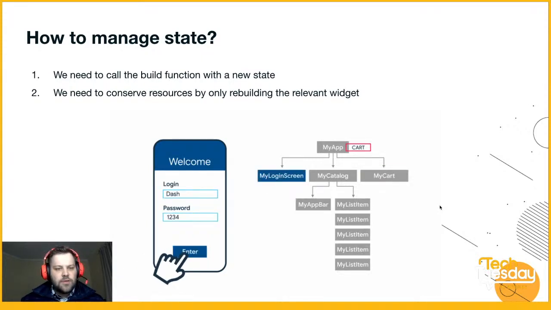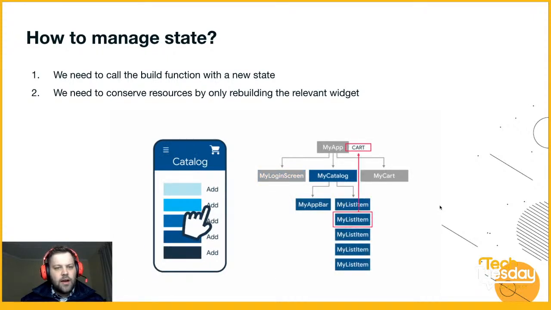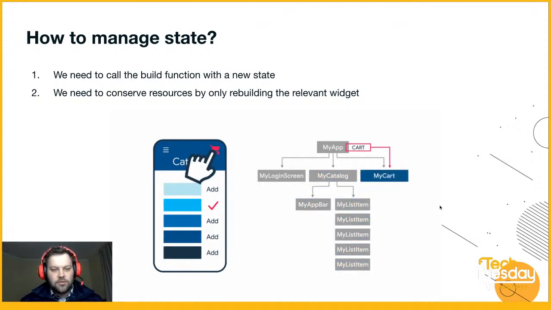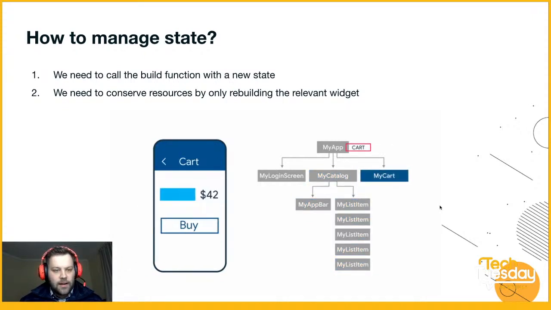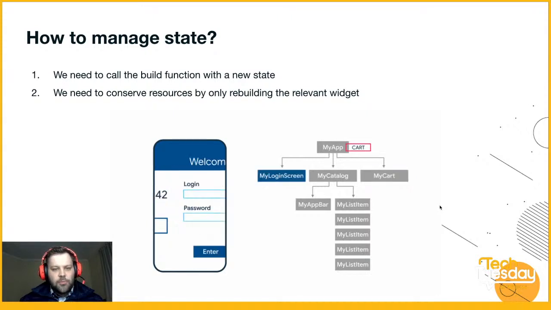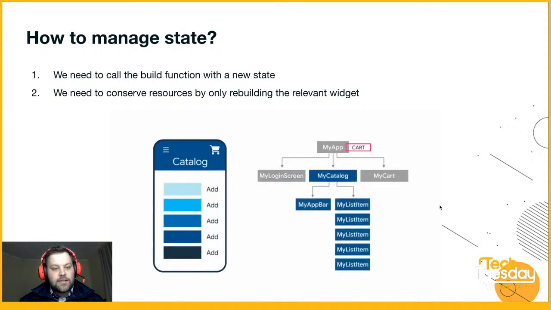We need to update a specific widget, but we also don't want to rebuild our entire screen just to update the color of a button or change a button to checked or something like that. So as you can see in that example, we don't want to rebuild the entire product list each and every time you click add. We just want to rebuild that one add button. So that's where the management part comes in.